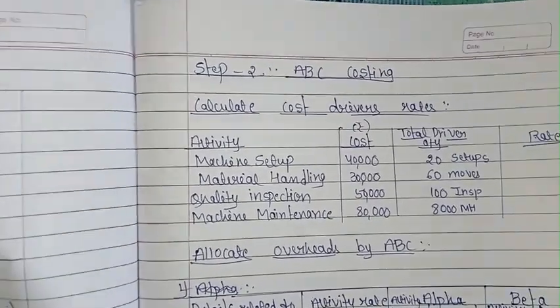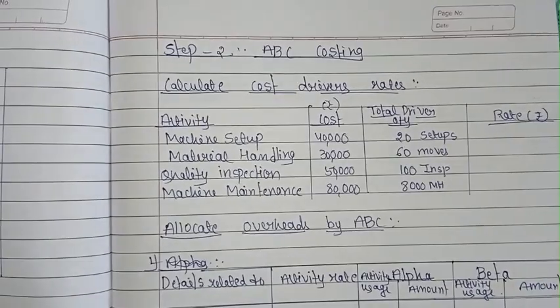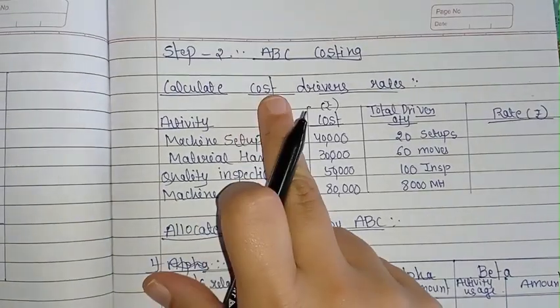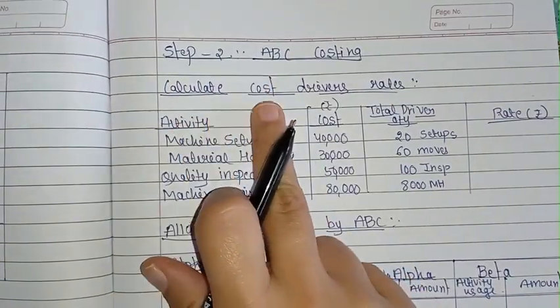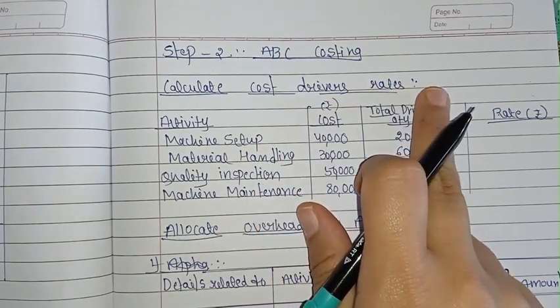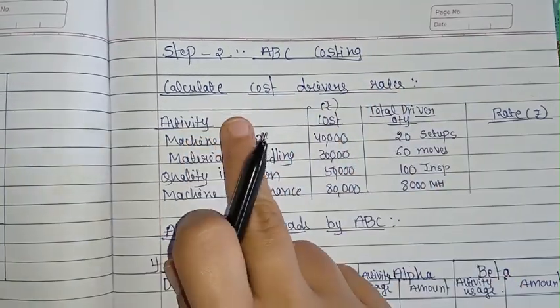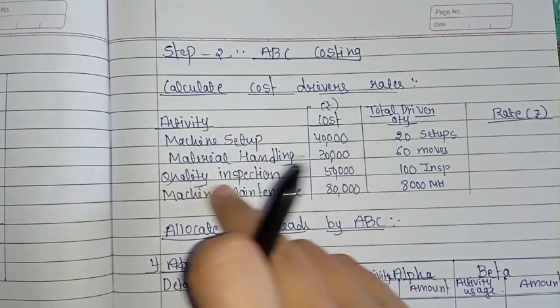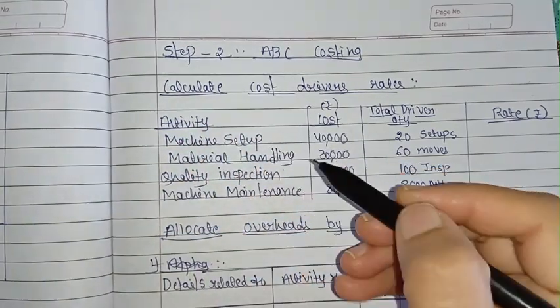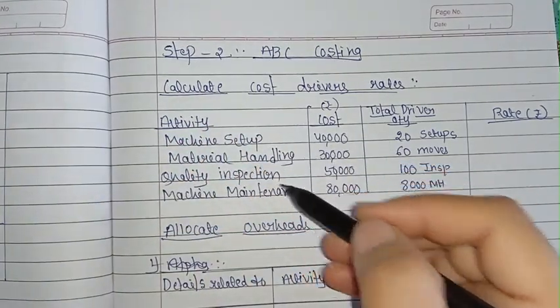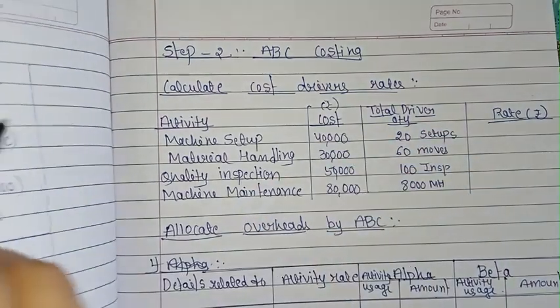Now we will go to step two, that is ABC costing. Under ABC costing, how will we solve? First what we have to do? First we need to calculate the cost driver rates. For that we need to write down the activities, and these are all indirect costs: machine setup, material handling, quality inspection and machine maintenance, and the amount. See here, the amount that is given here.